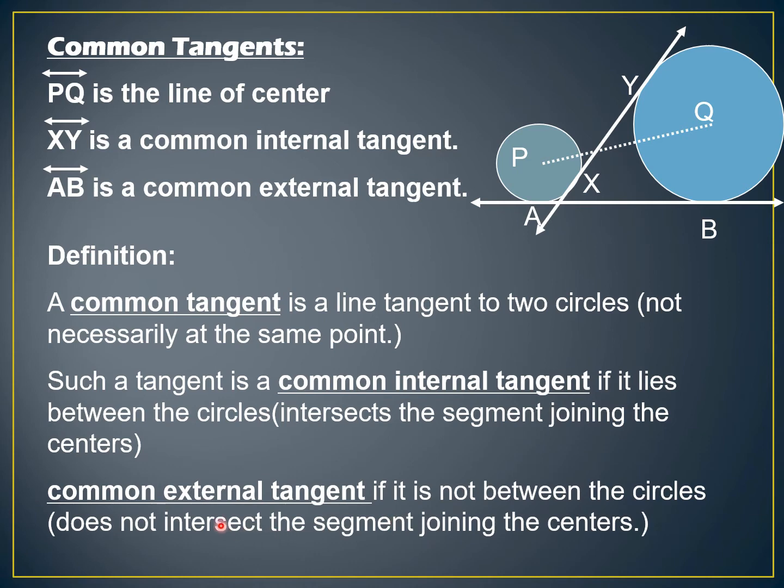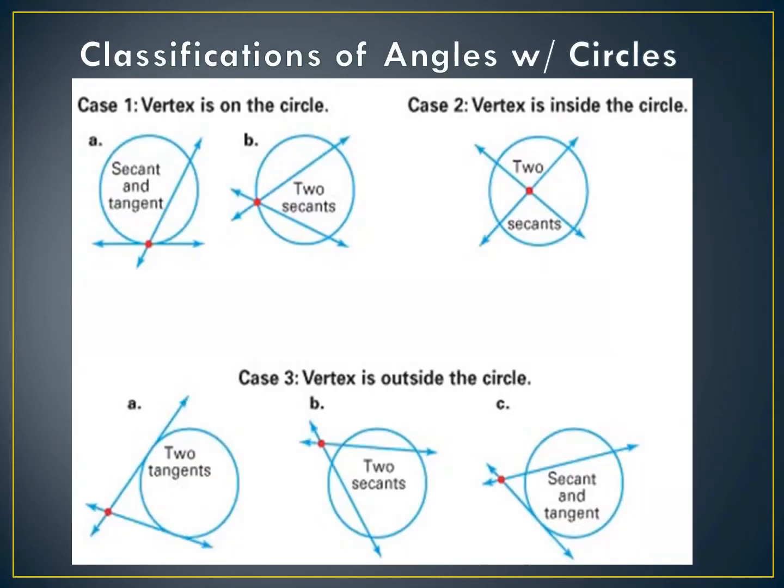Yung isa naman is common external tangent if it is not between the circles. Does not intersect the segment joining the centers. So, dito sa figure na to, yung line AB is the common external tangent. Nasa labas siya parehas nung ating circle P at saka circle Q. At isa pa, hindi niya ma-intersect itong line of center. Unlike si XY na intersect niya yung line of center.